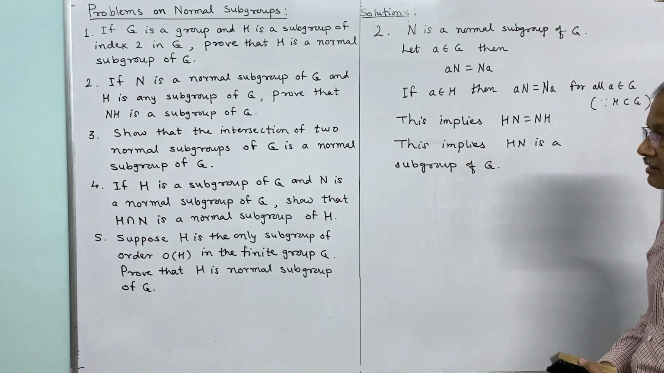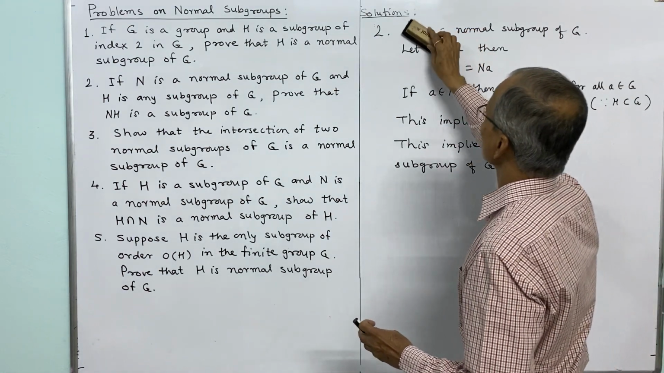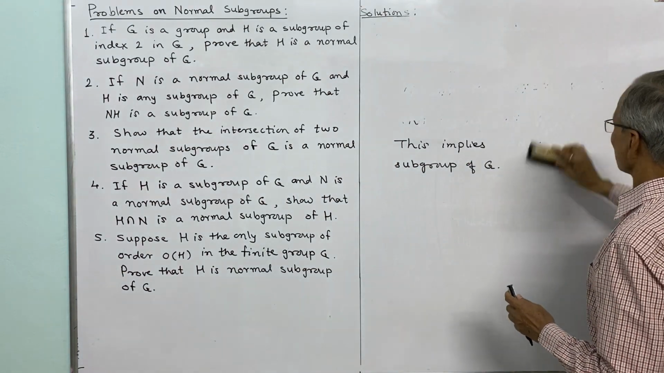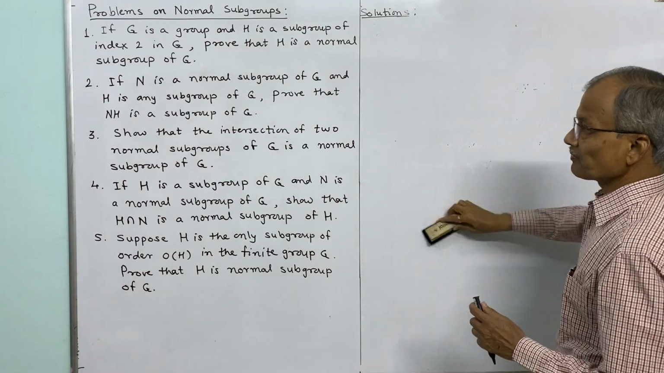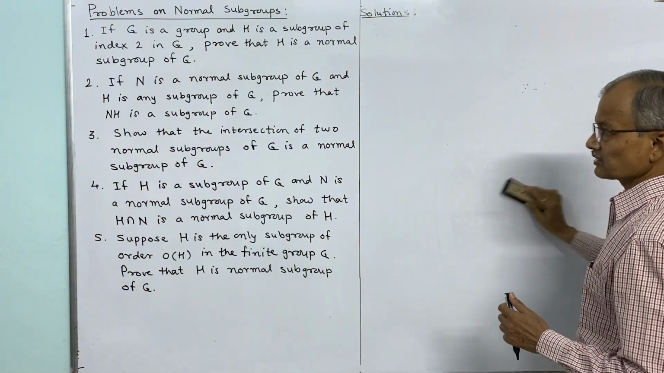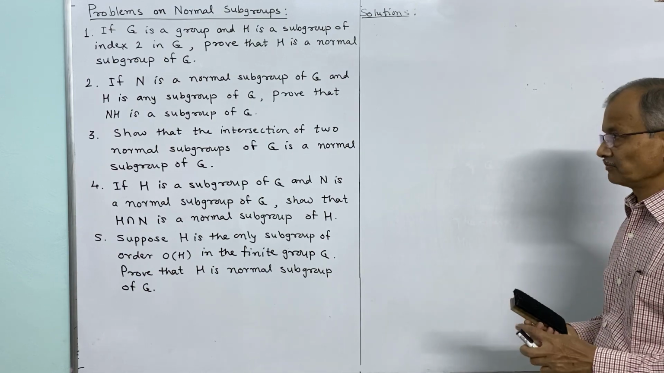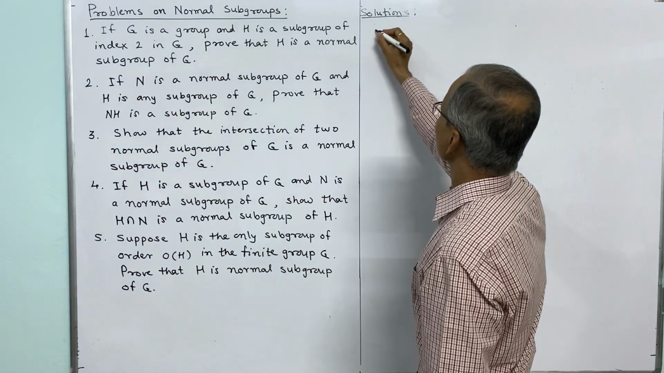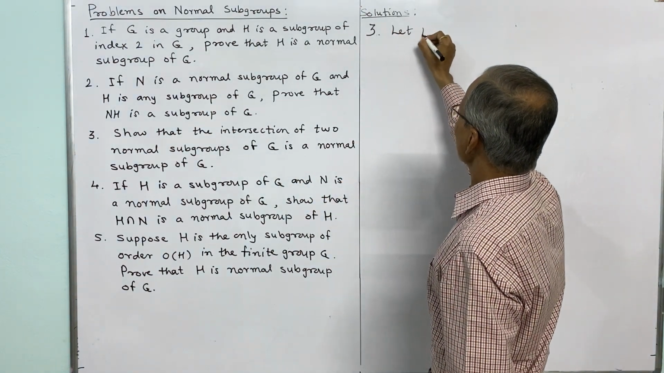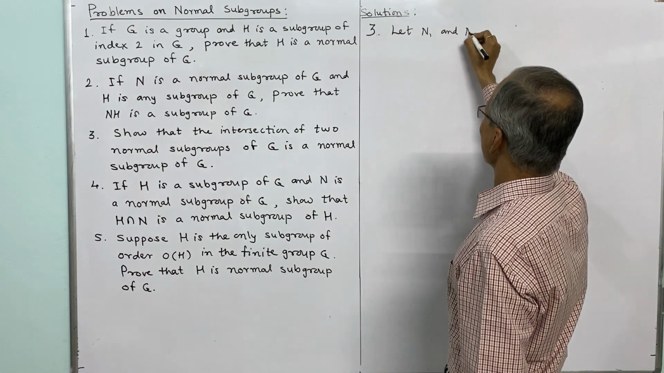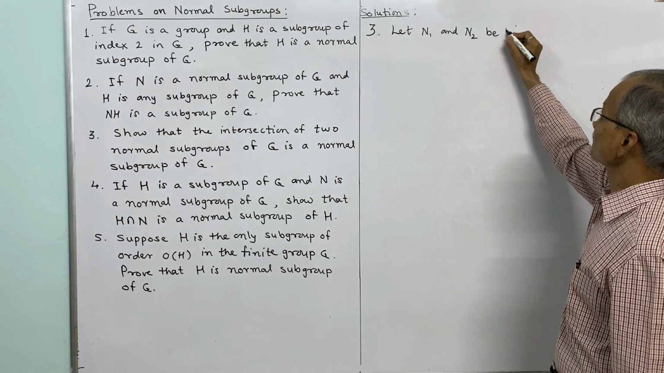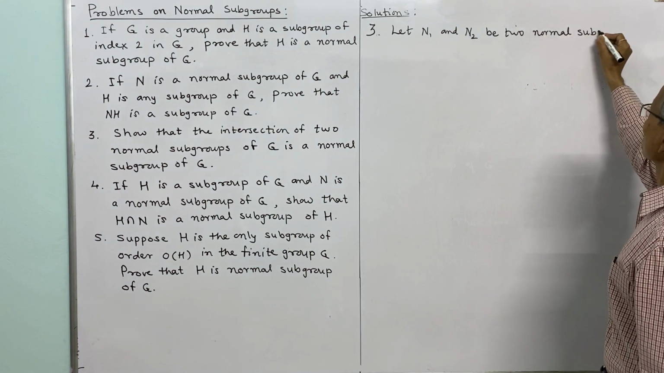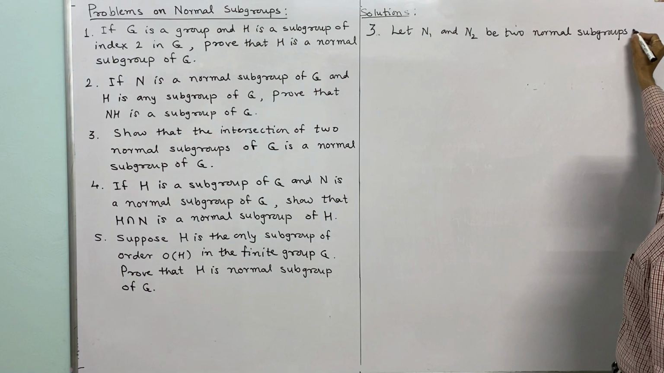And this completes the solution, that HN or NH, it is the same, is a subgroup of G, that we have proved. Now we shall consider the third example, the third problem and its solution. The third problem is: show that the intersection of two normal subgroups of G is a normal subgroup of G. We shall consider the two normal subgroups as N1 and N2. Let N1 and N2 be two normal subgroups of G.